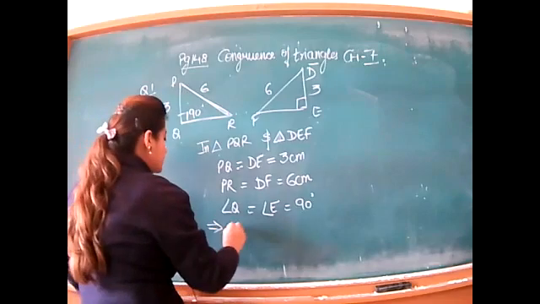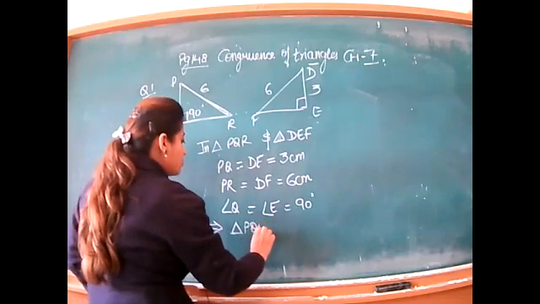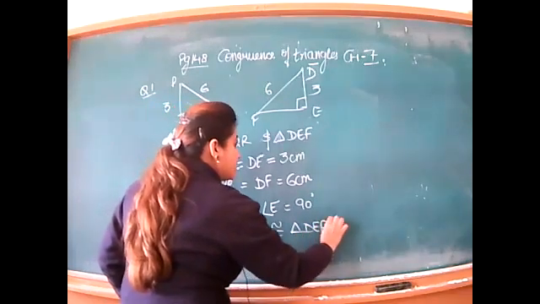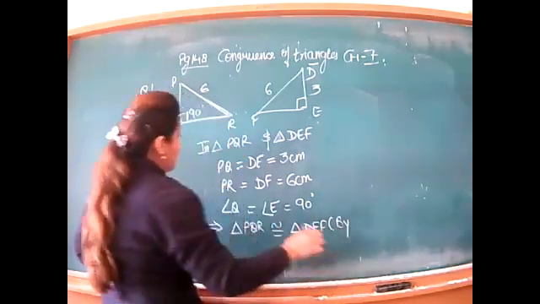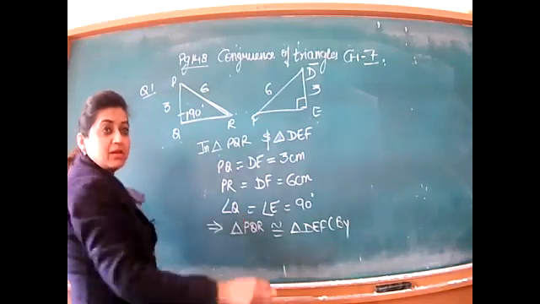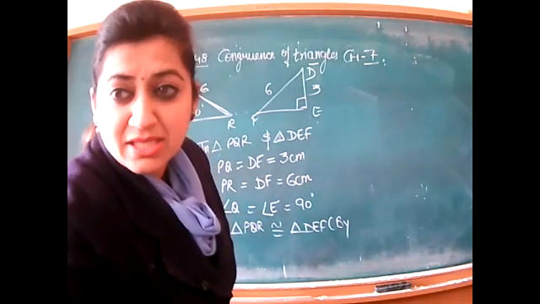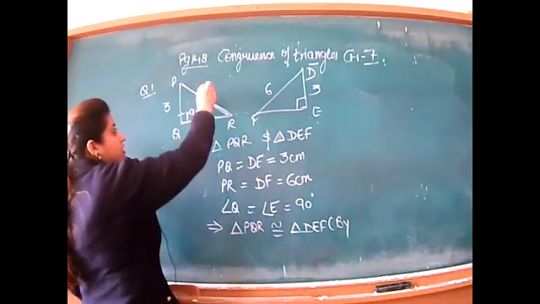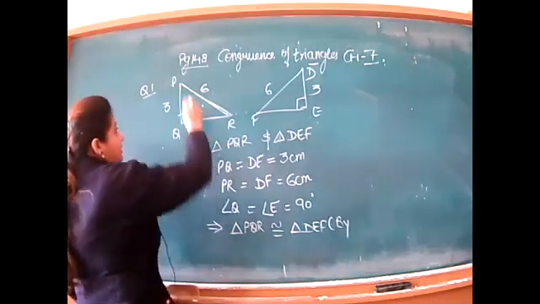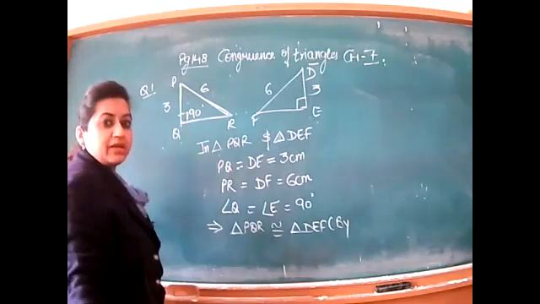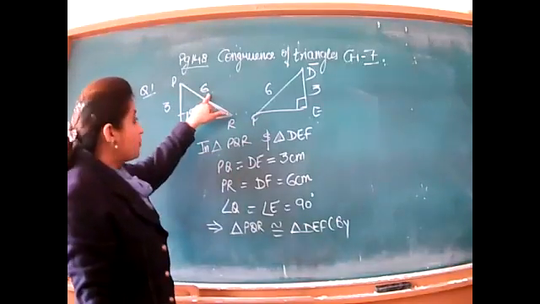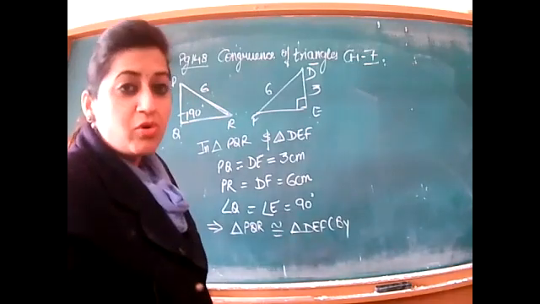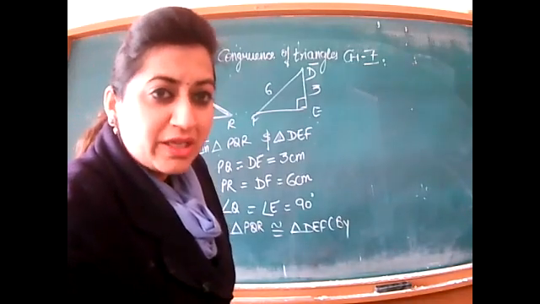So this implies triangle PQR is congruent to triangle DEF by RHS. R means right angle. H means hypotenuse, the side opposite to 90 degrees. And this is your another side. Right angle, hypotenuse, side. Ridhima, if you want me to unmute you, please turn on your video for a while.